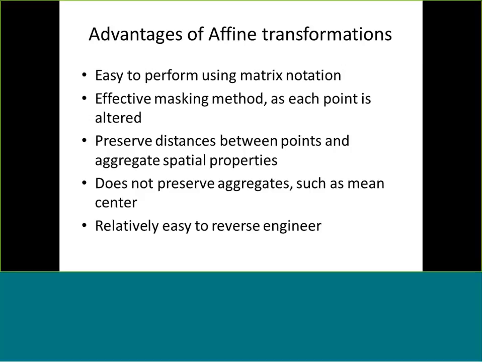It preserves the distances between the points and the aggregate spatial properties, such as the nearest neighbor statistic. But it does lose some spatial characteristics, such as the mean center. And it's relatively easy to reverse engineer because you can simply try out different reflections or rotations or translations on the data until they match another type of data, such as the TIGER files or an aerial photo. Then you can quite clearly undo in a single step the entire effects of masking the data.